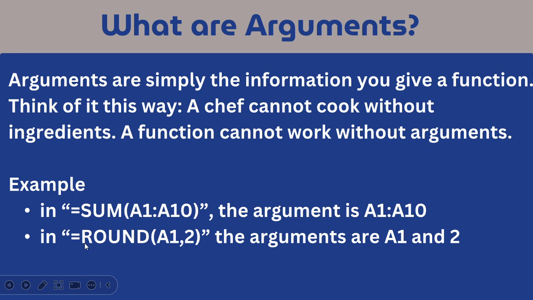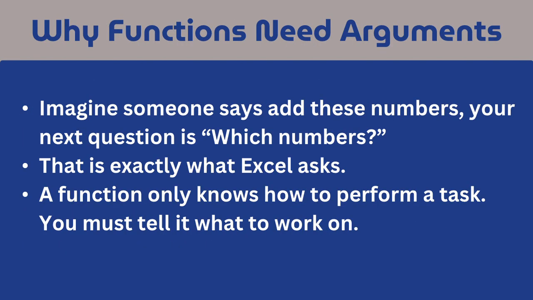In this one now, =ROUND(A1,2), ROUND is the function name. The arguments are what? A1 and 2. This one has two arguments. This one now has just one argument, A1 to A10. It's just that it takes a range. Do you understand?